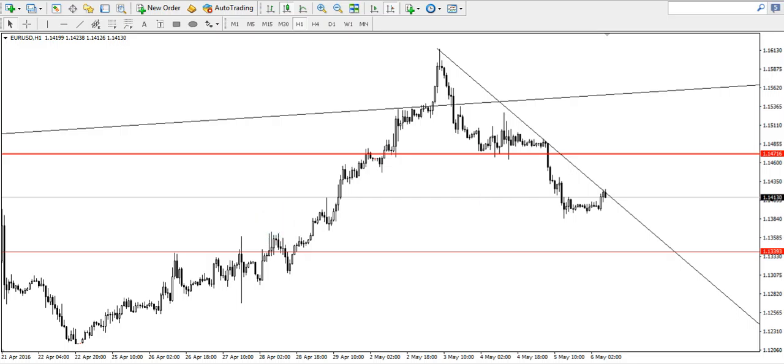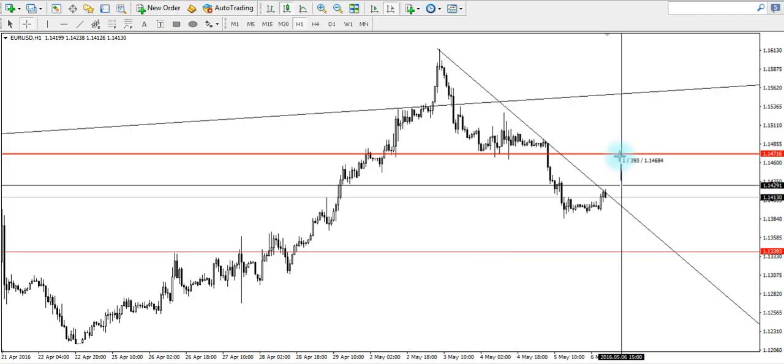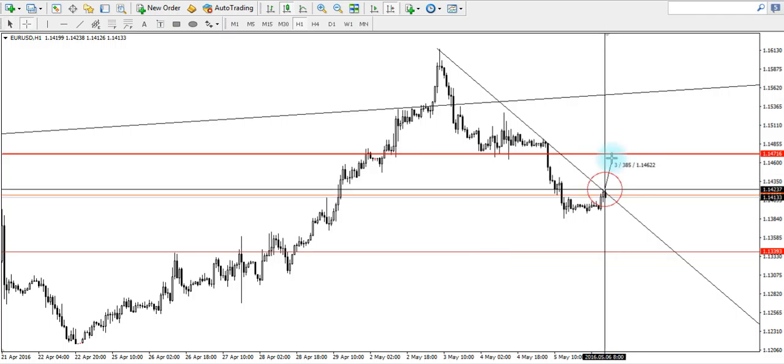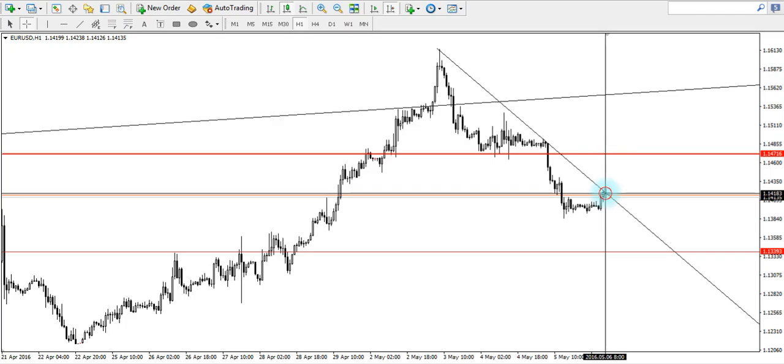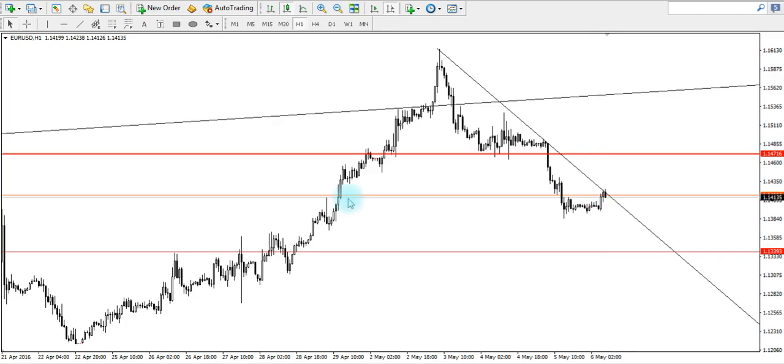You may just want to go for the sell right here, setting your stop loss just 20 over 25 pips above the falling trend line itself. So that's for euro against US dollar.